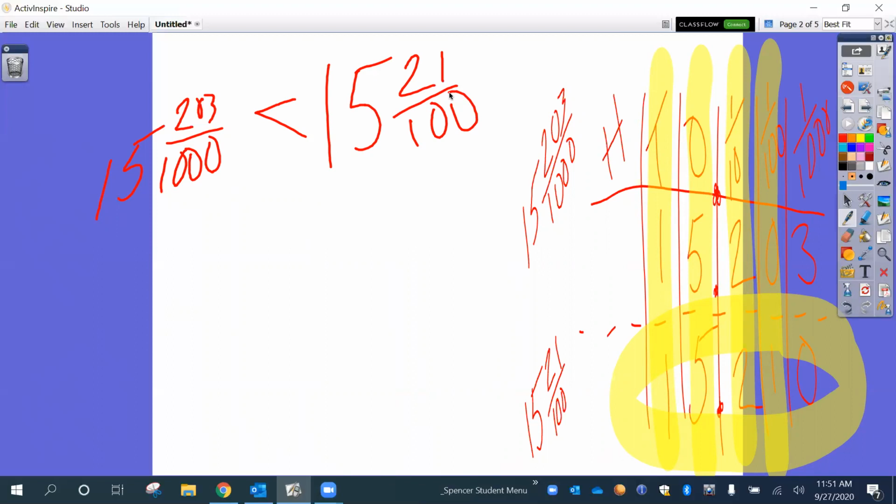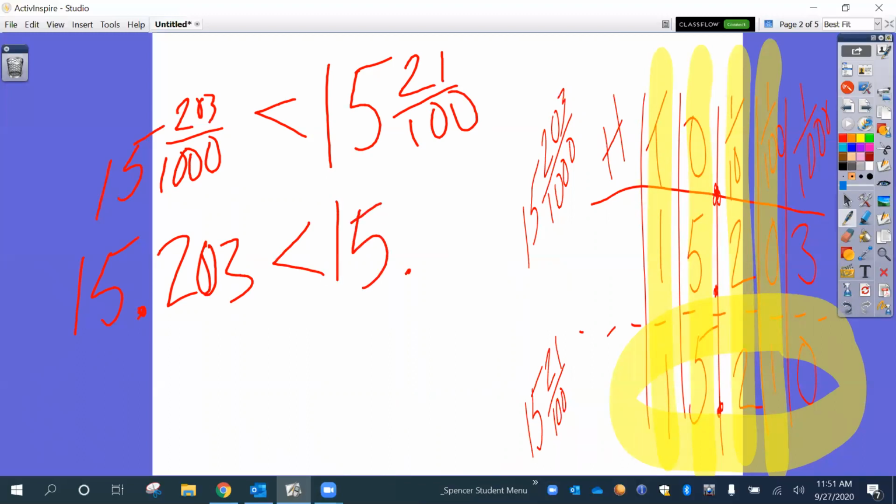Let's also write it as a decimal. So 15 and 203 thousandths. Oops, that's a bad 0. 203 thousandths is less than 15 and 21 hundredths. Now, if you wanted to put the 0 right there, just like it is in our place value chart, you are not wrong. It can be represented either way. Perfect. Now, I think we're ready to go on to the problem set.